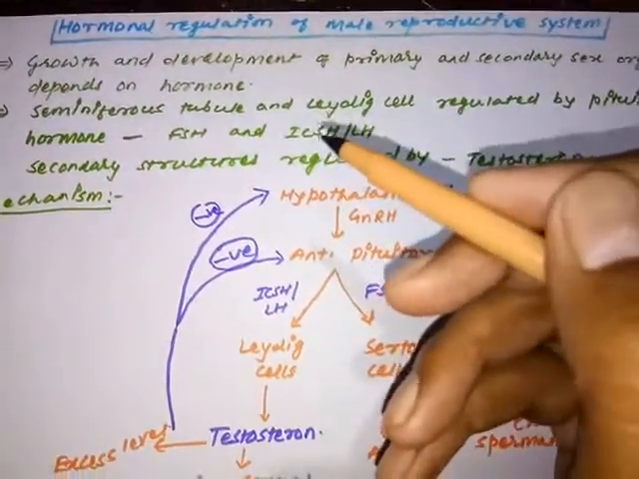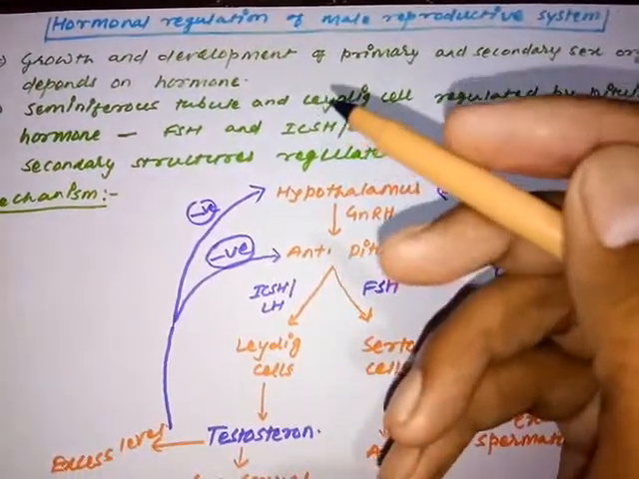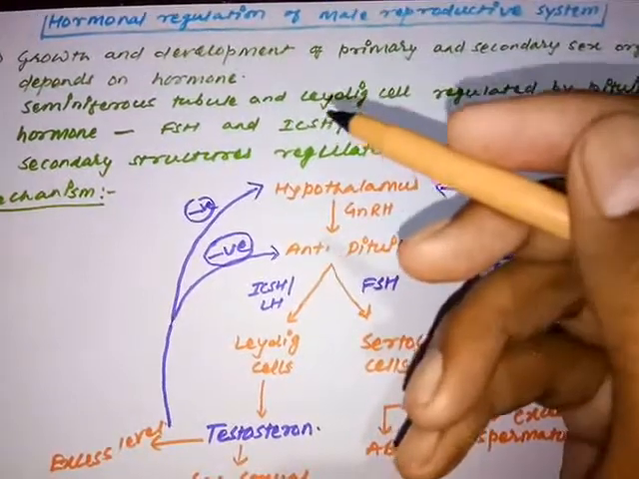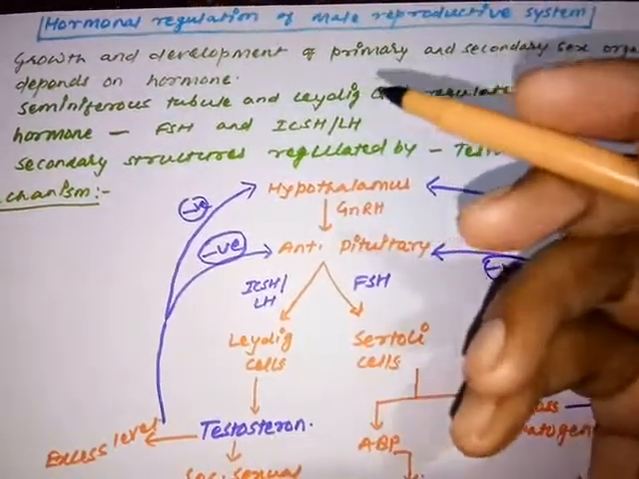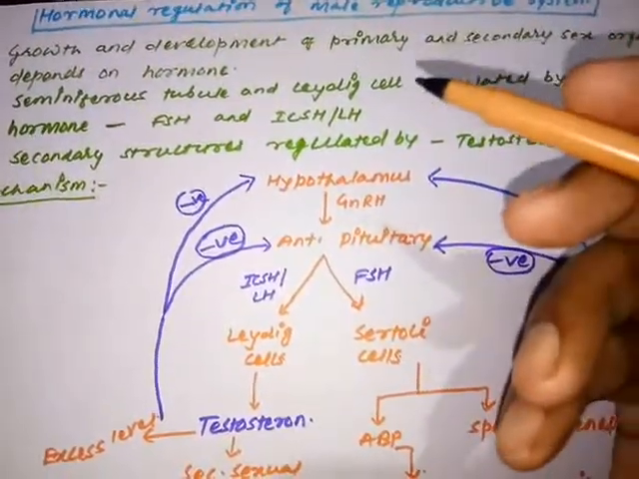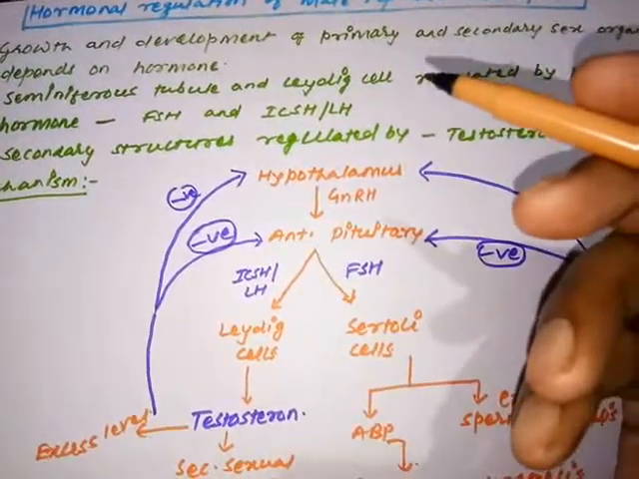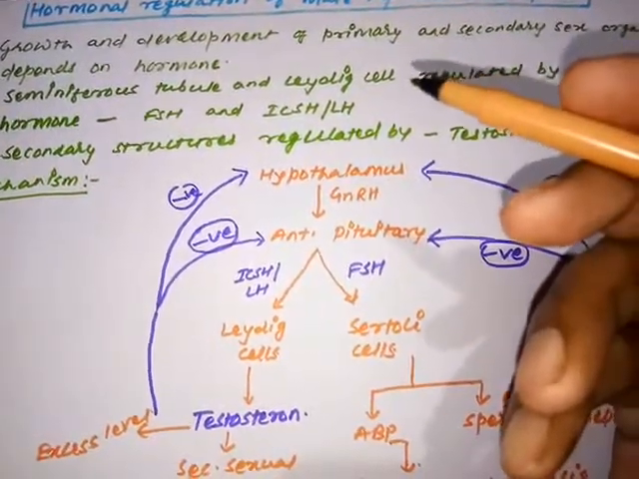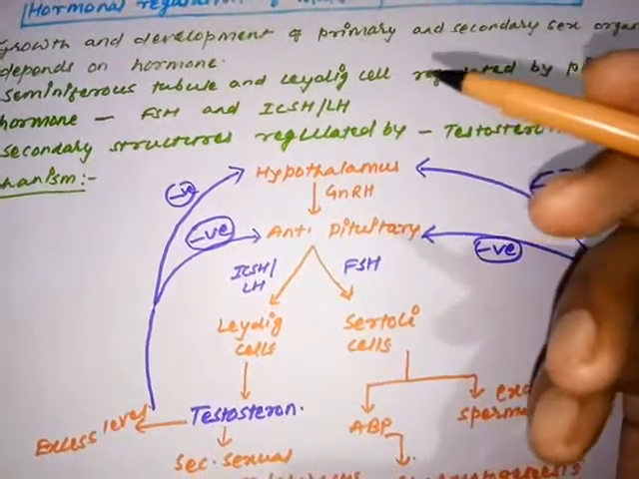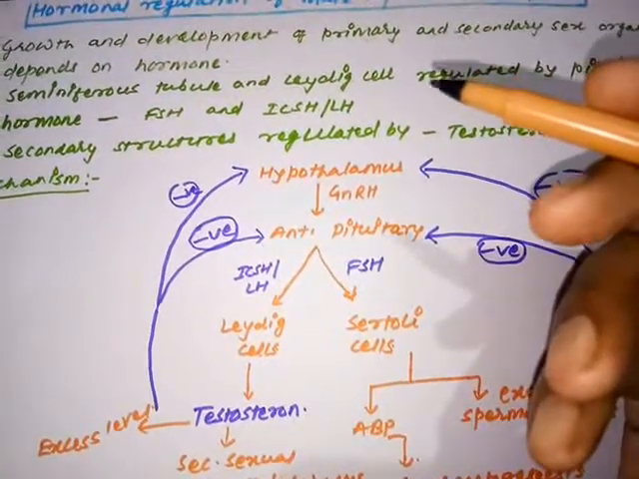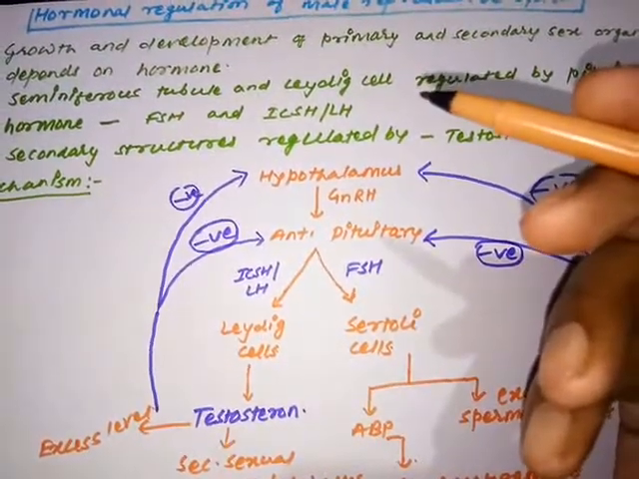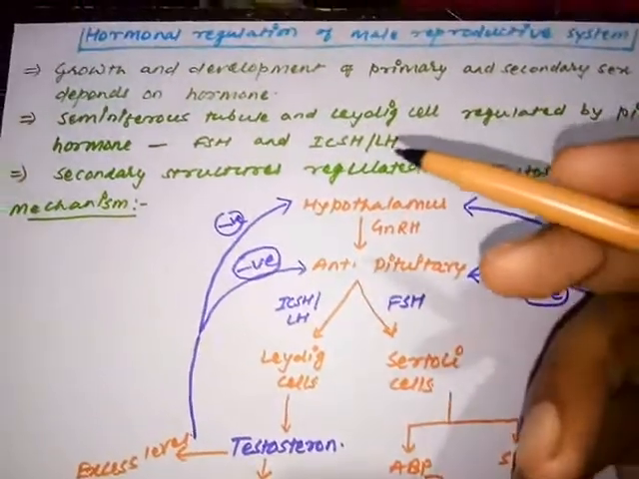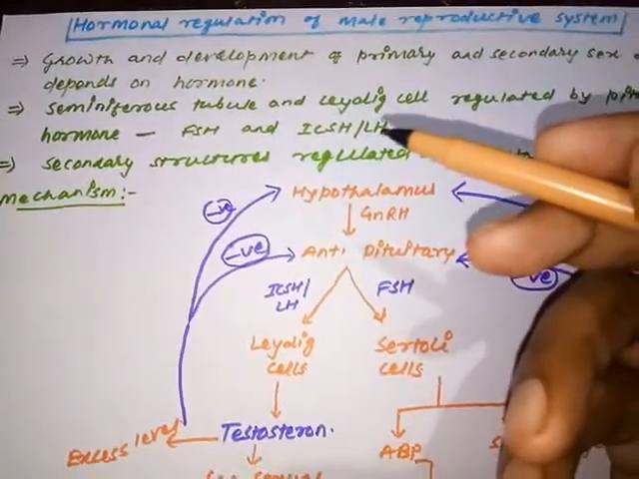So what are we going to discuss today? We are going to discuss how these structures, whether it is the testis, or a reproductive duct, or an accessory reproductive gland, are going to be influenced for their function, for their structure, for their development. So the complete process depends upon certain hormones.